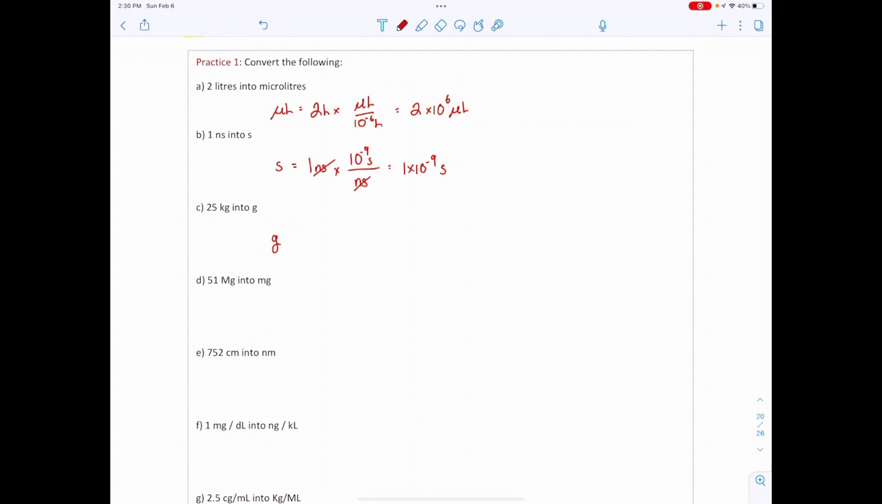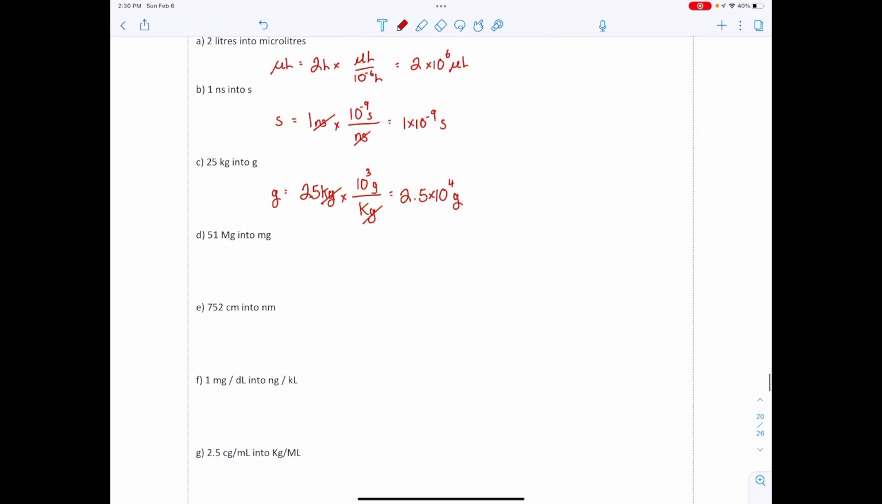Okay, so grams equals my starting value, 25 kg. I'm trying to get out from kg into g. The equivalent of k is 10 to the power of 3. So this is 2.5 times 10 to the power of 4 grams.